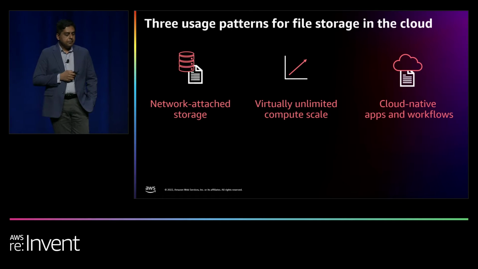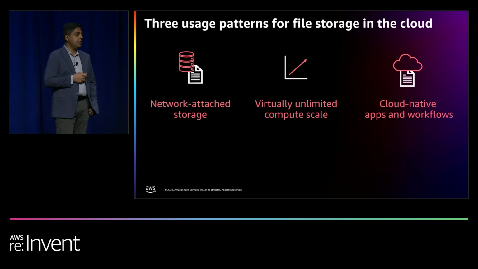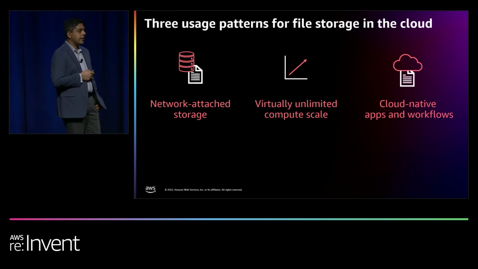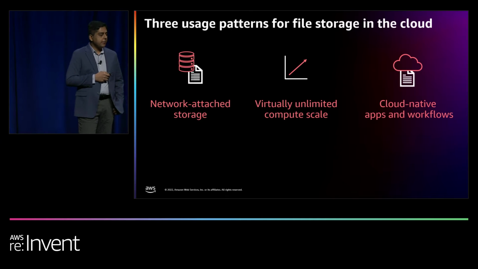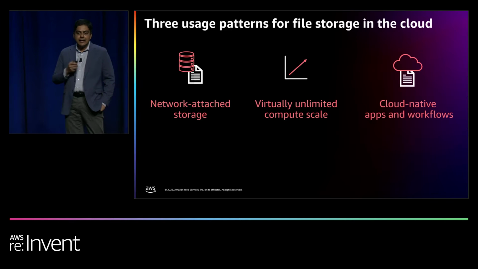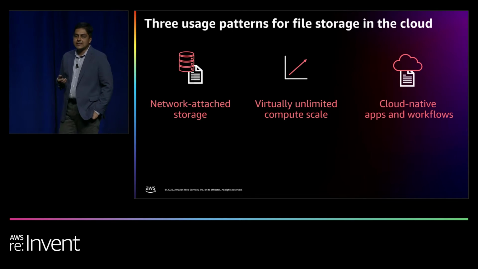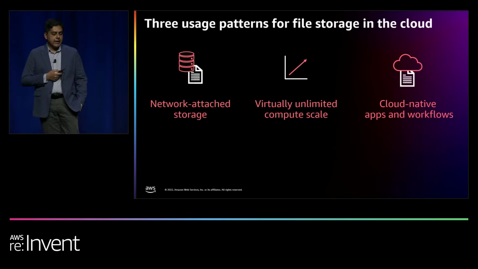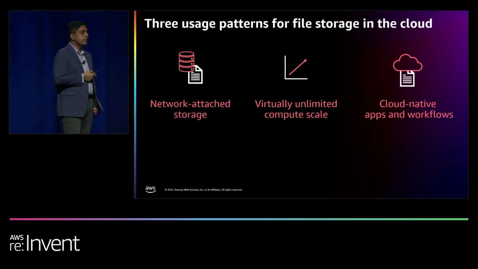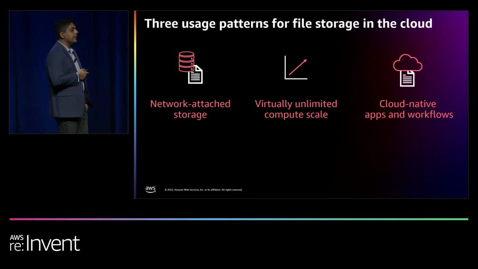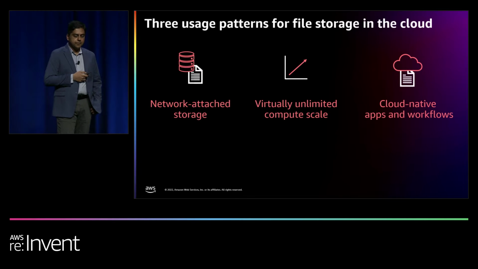They want to leverage the cloud's virtually unlimited performance scale, compute scale, in order to accelerate time to results for their compute-intensive workloads. Think about HPC workloads, think about a lot of different ML and analytics workloads where getting time to results to be really fast is really important. And you want to leverage the cloud's virtually unlimited compute scale in order to get to results sooner.